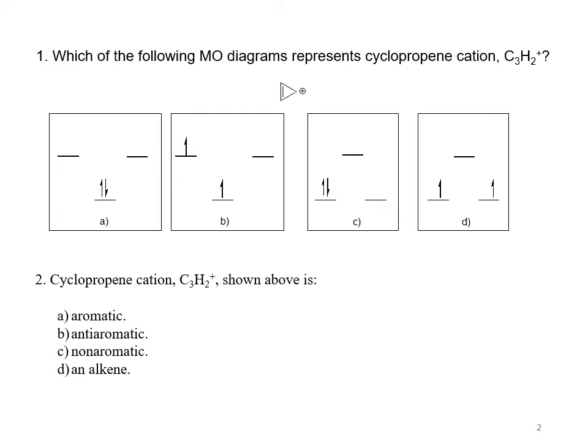First question: which of the following molecular orbital diagrams represents cyclopropene cation, C3H2+? The formula of cyclopropene cation is shown below. Obviously, cyclopropene cation has 3 carbons in a ring, and we use this mnemonic to draw relative energy levels. The mnemonic is that we draw energy levels at the corners of a polygon that has the same number of atoms as those in the ring. So 3 atoms in a ring, we draw a triangle with 1 corner pointing down.